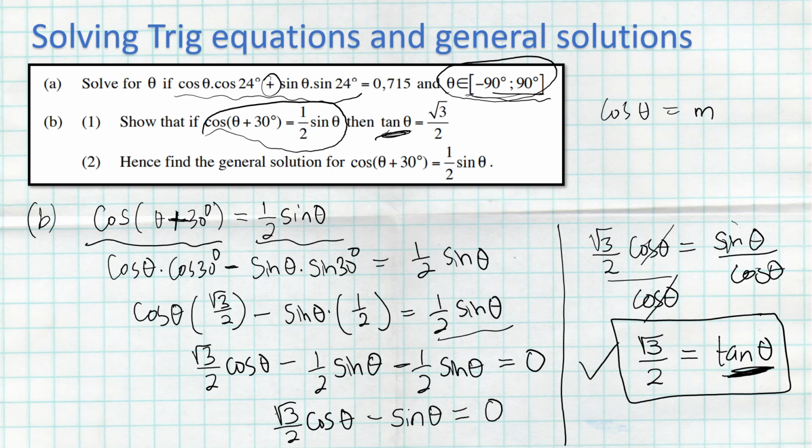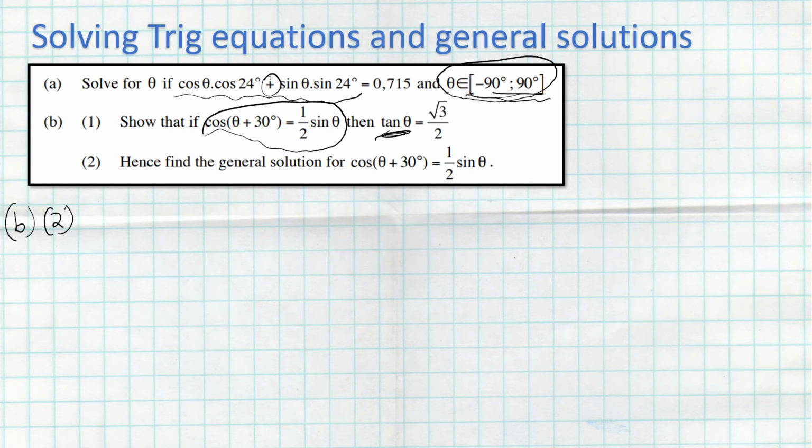Okay, let's go to number 2. On your number 2 from B, it says, hence find the general solution for cos(theta plus 30 degrees), which is equal to 1 over 2 sine theta. Find the general solution for that. So if they use the word hence, they are saying your previous question should help you to answer this question.